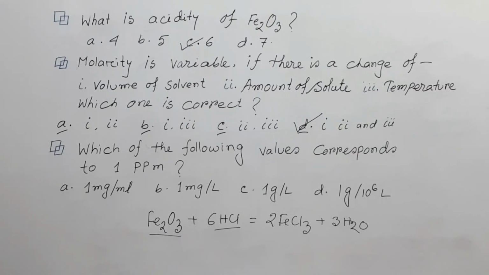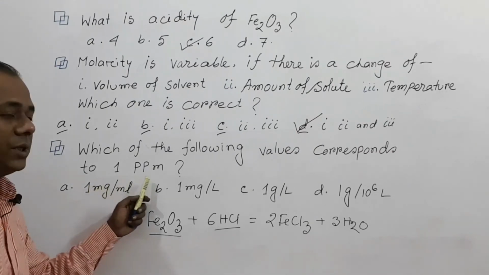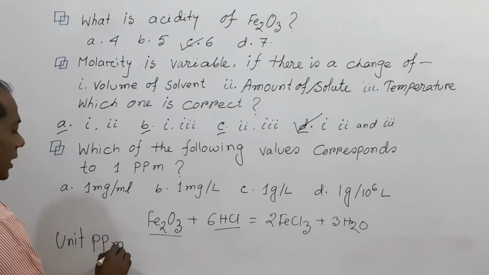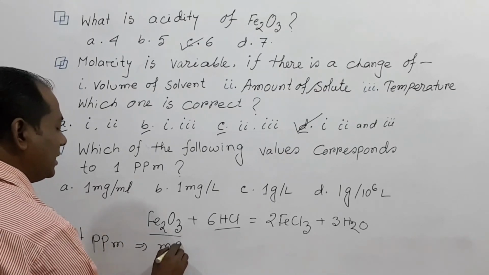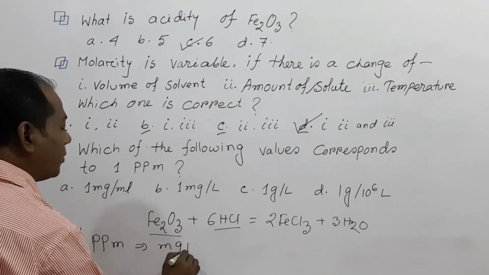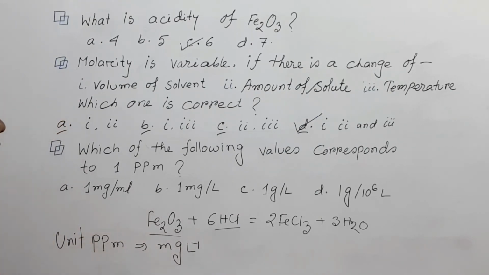And our next question, which of the following values corresponds to 1 ppm? My dear students, we know that the unit of ppm equal to milligram per liter, milligram per liter. So we can say that option B is the correct answer.